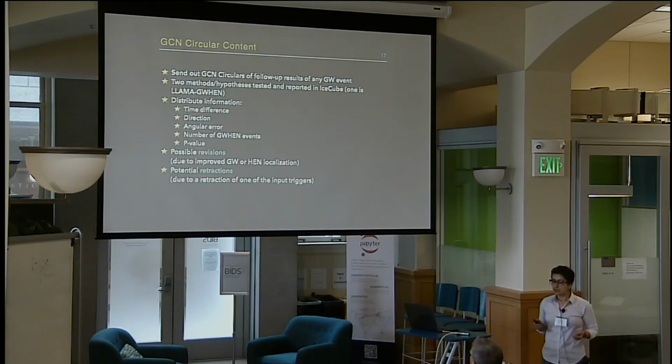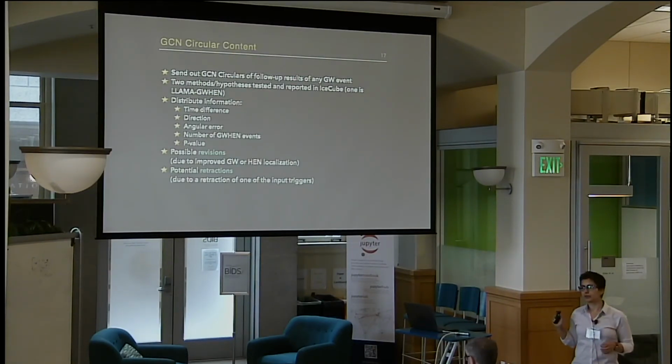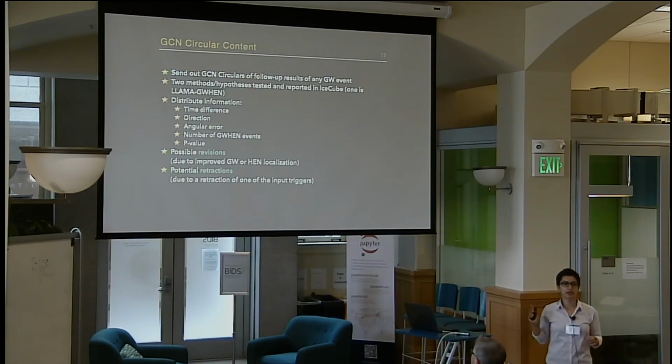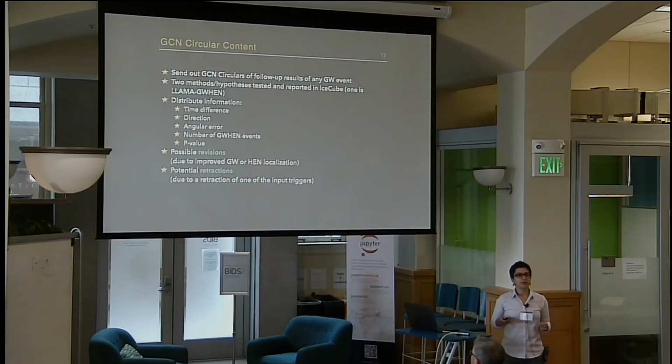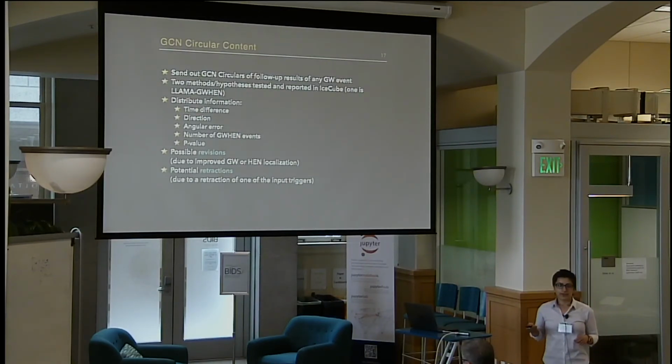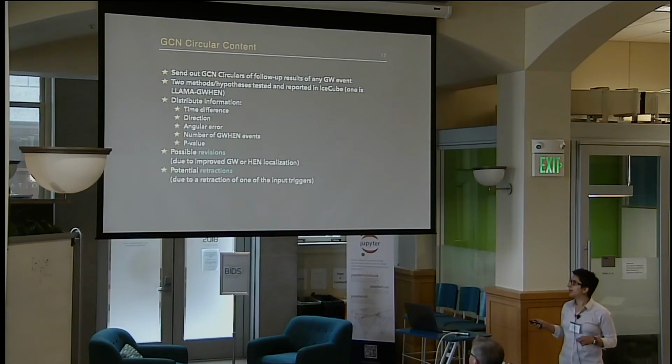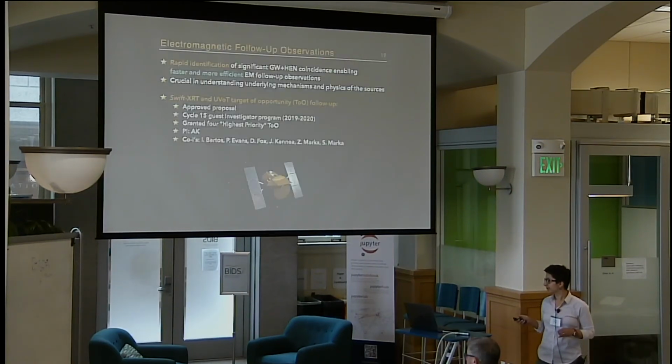So we send out the GCN circular, and here I want to point out that currently we test two different hypotheses in IceCube, and I only talked about one of them, which is our Columbia search, and the other one is done by a group of researchers at University of Wisconsin-Madison. So in the GCN circulars, we actually report the p-values of both of these analyses, or we plan to report both of these analyses from now on. And we would have possible revisions and retractions due to improved GW or high-energy neutrino localizations, or in case of a retraction of one of the input triggers.